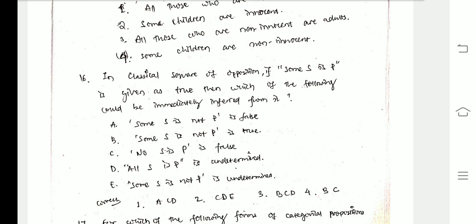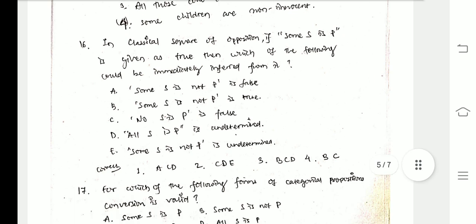"Some S is not P" is false? At least one of them is true. One is given true, so you cannot say anything about "some S is not P", the O proposition, it is undetermined. So A and B will not be taken. Cancelling A and B options, we find C, D, E. C, D is correct. So option 2.